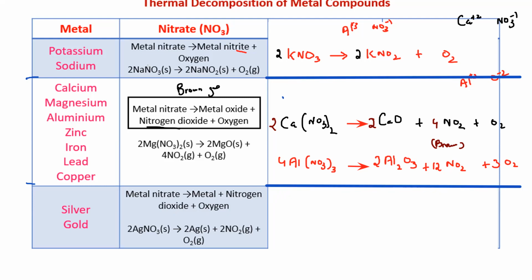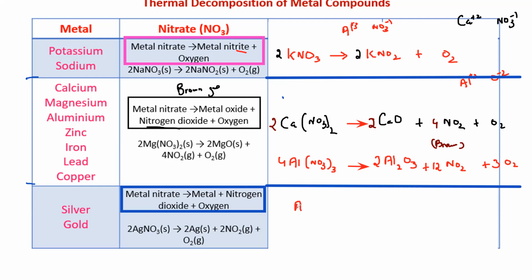metal plus nitrogen dioxide plus oxygen. So metal plus nitrogen dioxide plus oxygen will be the product. So as you can see, if silver is heated, what will it form? It will form silver metal plus nitrogen dioxide, the brown gas, and the oxygen.